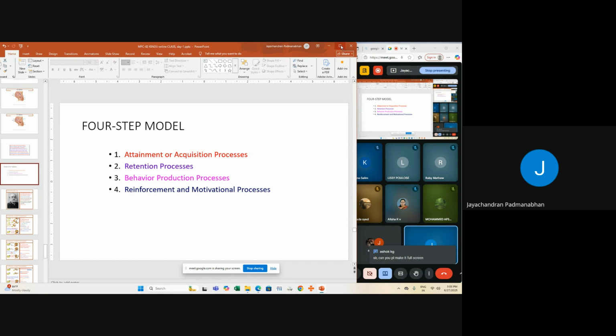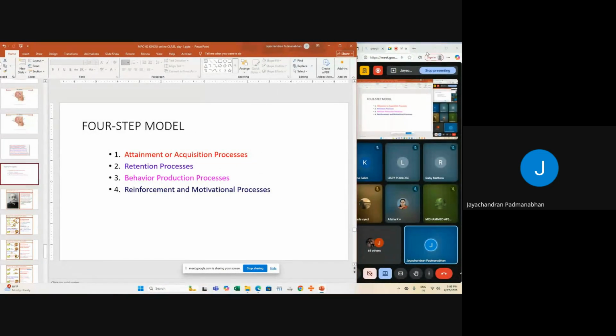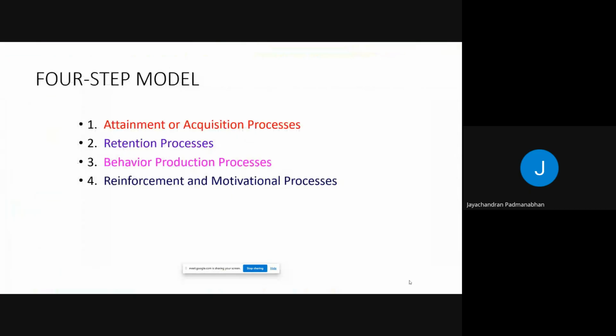Okay. I can make it full screen. Only thing is, I just want to see your face also. No problem. So I'm requesting you, as far as possible, maybe you are working at many places. You are using mobile. For better understanding, if possible, you sit in front of a computer. Okay. Now, as requested by you, I'm making it full screen.